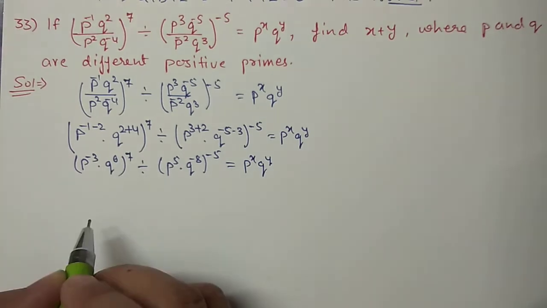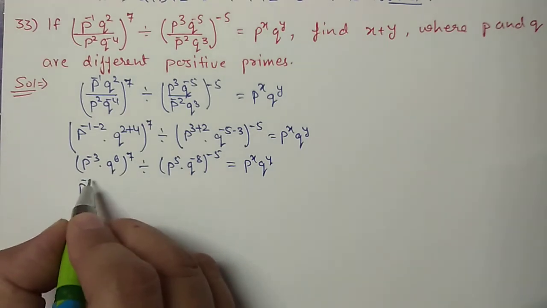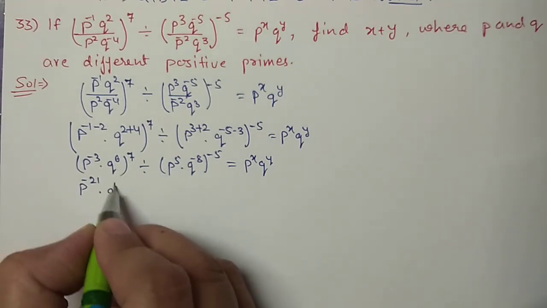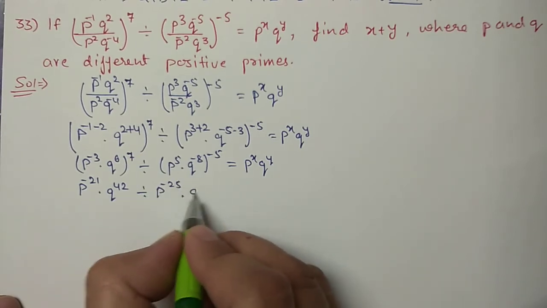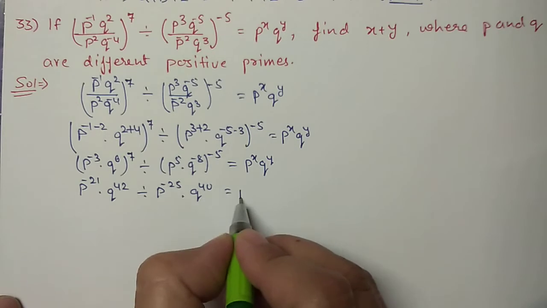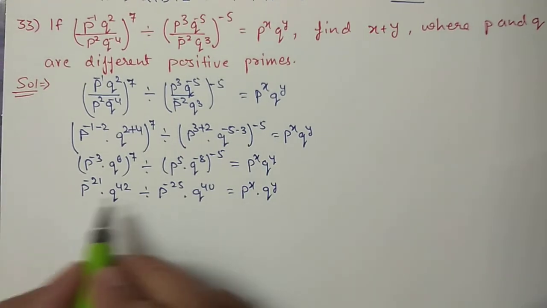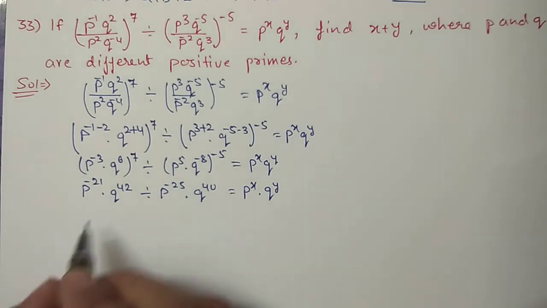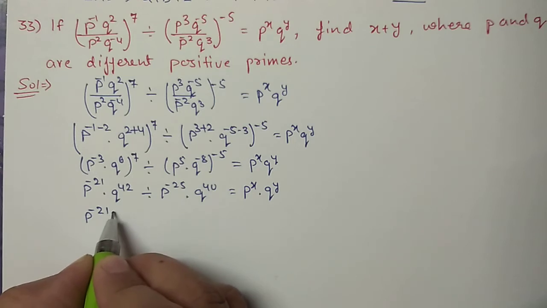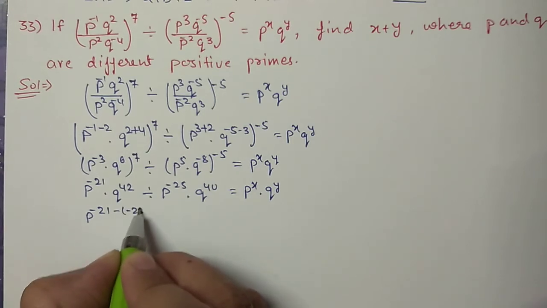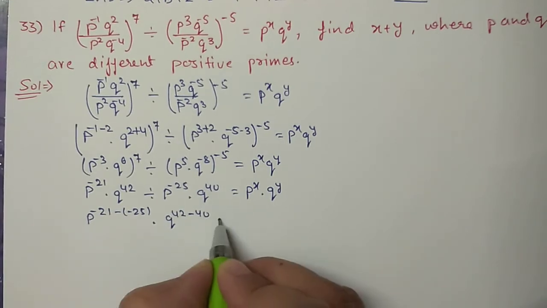Power to the power means we have to multiply. So this will be 3 into 7, p power minus 21, q power 42, p power minus 25 and q power 40 equal to p power x q power y. Again, division means power we have to subtract for the same base. This will be p power minus 21 minus 25 and q power 42 minus 40.